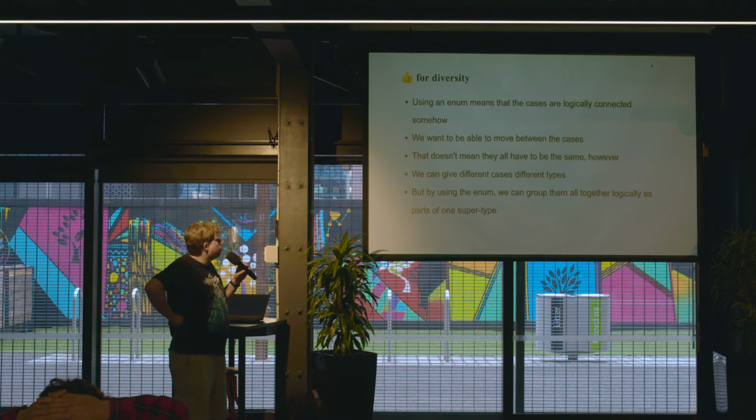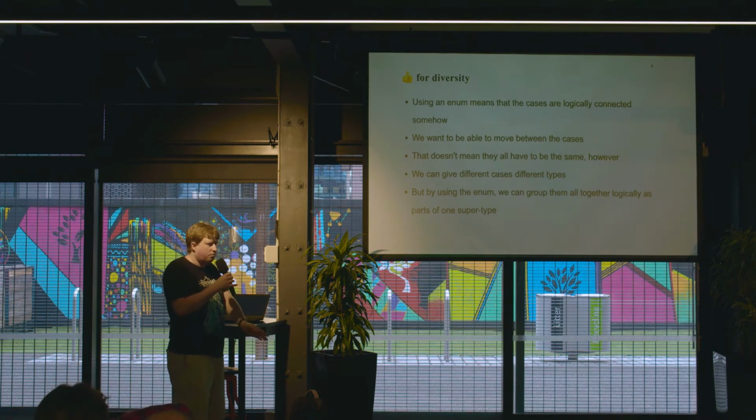Right. So the point is, you have enums for when you've got different types of things that are logically connected, so you want to be able to treat them all the same way at some points. And there can only be exactly one of these types at a time. And there could be differences based on which one you've got. There's still some connection between them. And obviously you want to be able to move between cases as need be. And you can give them different types.